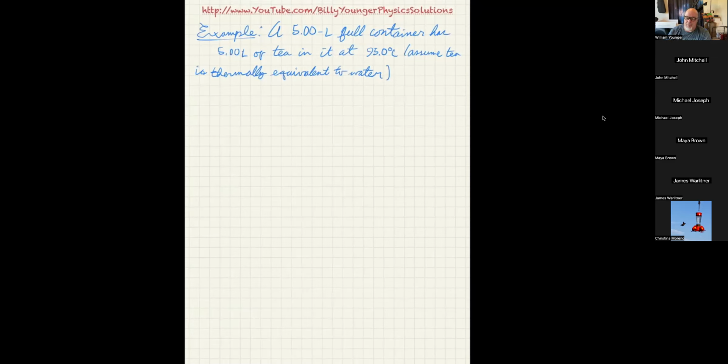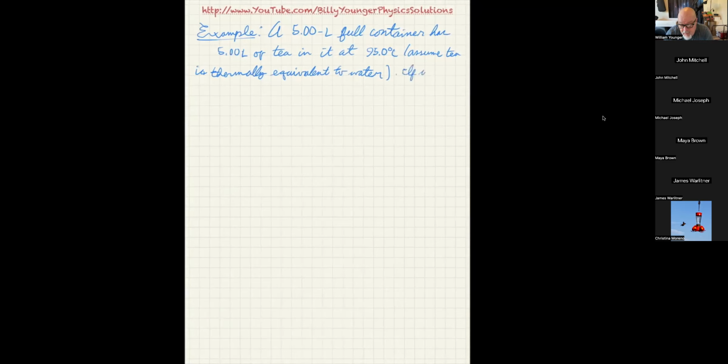But we're going to assume it's basically just tea with water without the sugar, and that'll make it a little better. So it's a pretty decent approximation. But that's what we have. We have 5 liters of tea, which we're going to treat as water, in a container. And the tea actually has a temperature of 95.0 degrees Celsius, meaning we just finished boiling it. Okay.